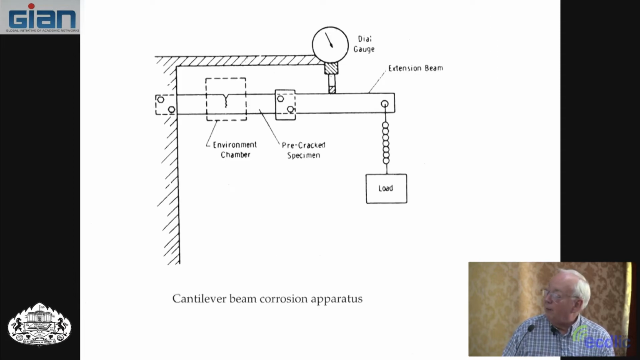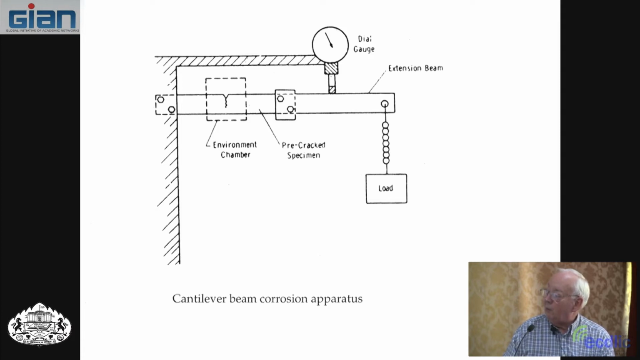Here was the original test setup for this. They put a specimen here. It's like a cantilever beam, that is, fixed on one end and free on the other end. Then they attached some kind of a beam to it that wasn't part of the specimen, and then they put a load pan. If you've ever seen creep tests, it's similar. You put load here, and then you get a big bending moment on the crack there.